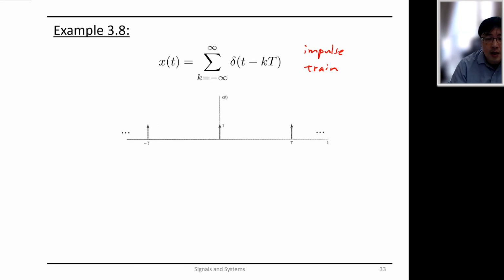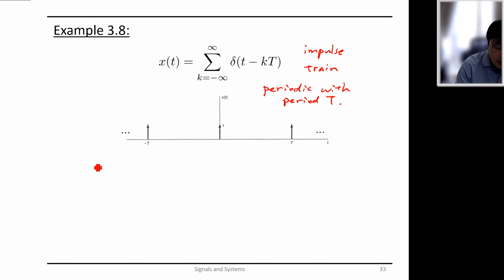Now you can see that this is a periodic signal with period capital T. So you can write it in terms of its Fourier series representation with the set of harmonically related complex exponentials that are all periodic with period capital T.